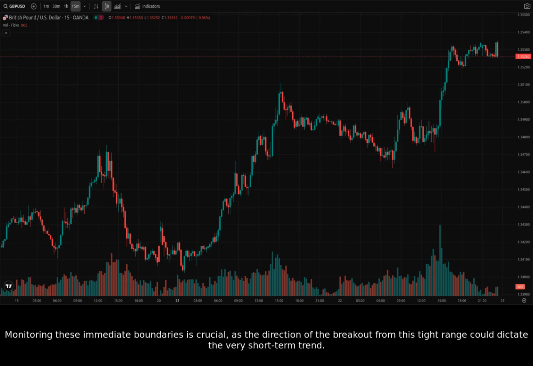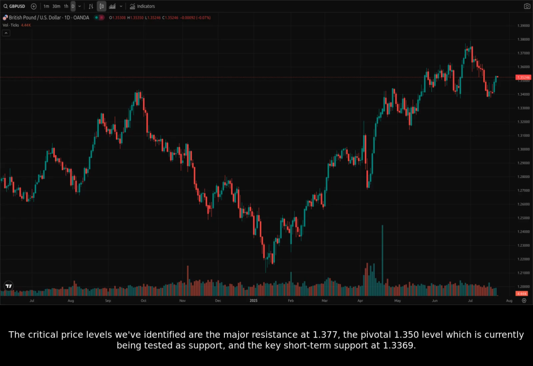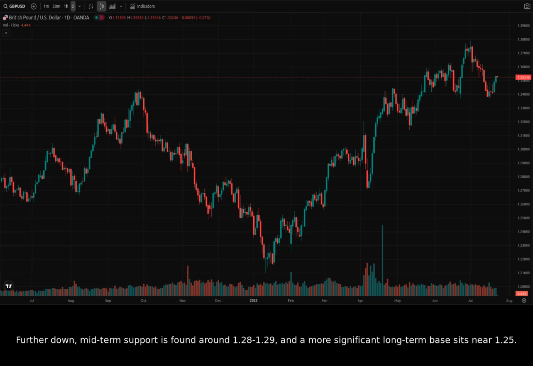Monitoring these immediate boundaries is crucial, as the direction of the breakout from this tight range could dictate the very short-term trend. To summarize our in-depth analysis and provide a forward-looking perspective, let's return to the one-day chart for a holistic view. The critical price levels we've identified are the major resistance at 1.377, the pivotal 1.350 level, which is currently being tested as support, and the key short-term support at 1.3369. Further down, midterm support is found around 1.28 to 1.29, and a more significant long-term base sits near 1.25.